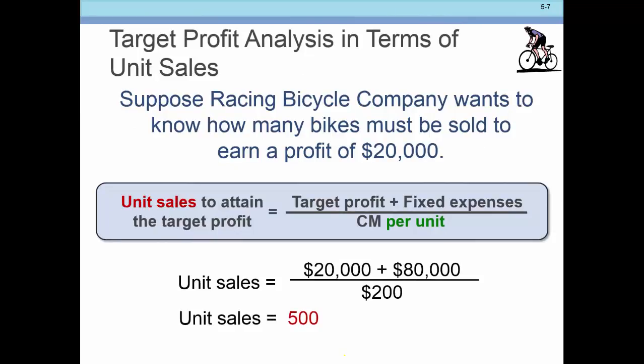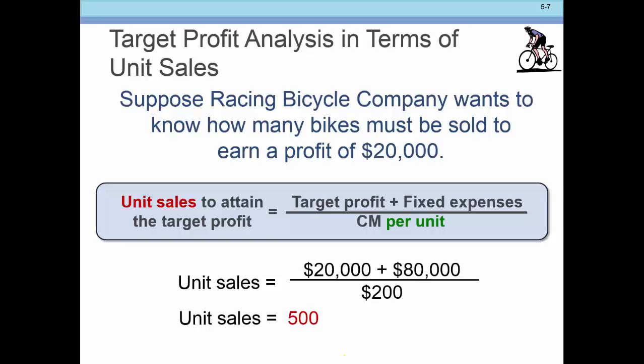And again, I like to first set it up as my contribution margin per unit times my target profit units has to equal my target profit plus my fixed cost. I divide each side by the contribution margin per unit, right? And that tells me how many units I need to sell now to make this profit of 20,000. So we just simply added 20,000 to our fixed cost from the example we were looking at before.